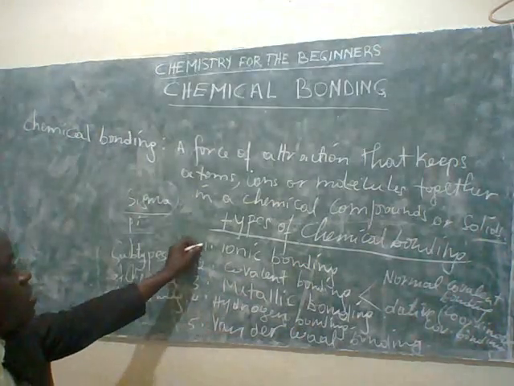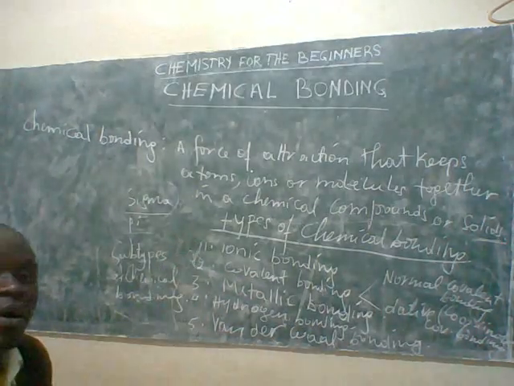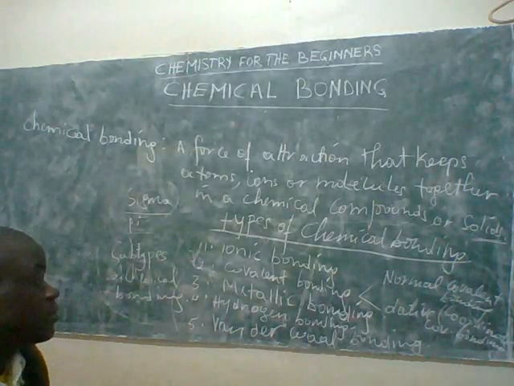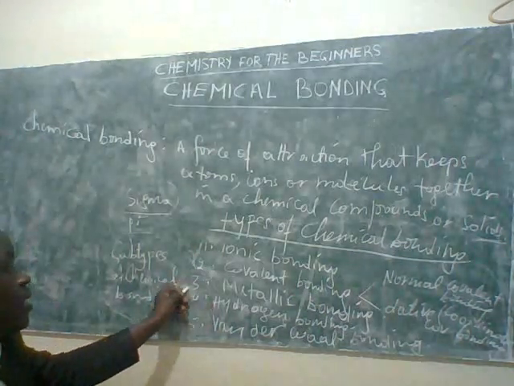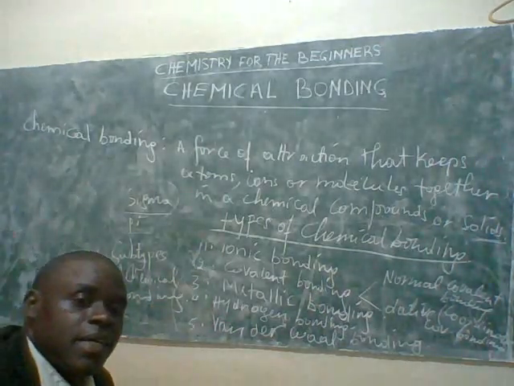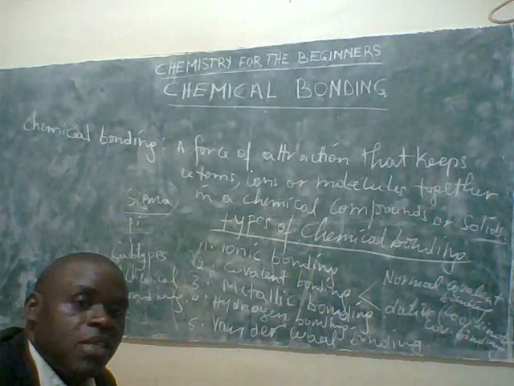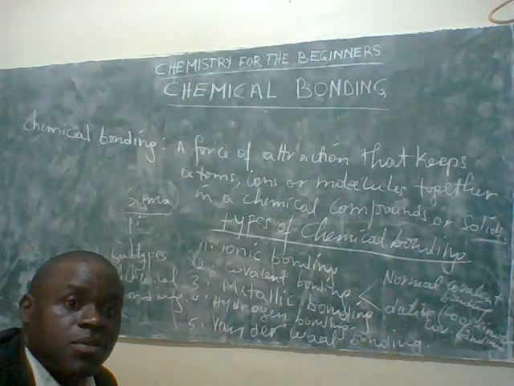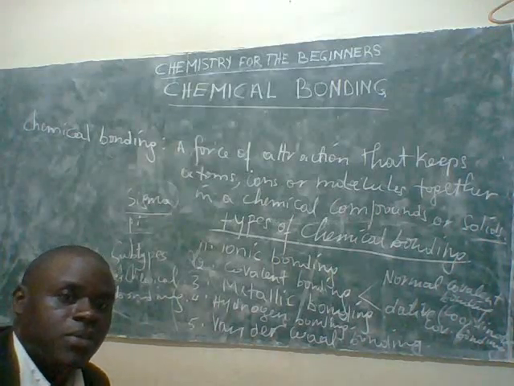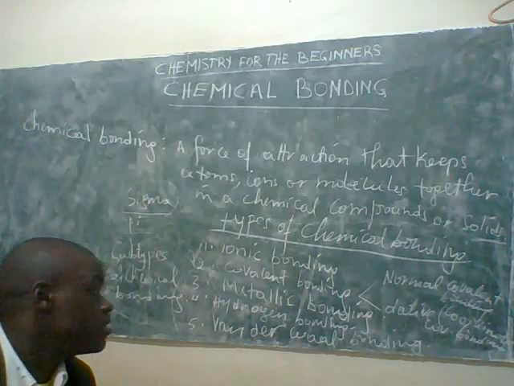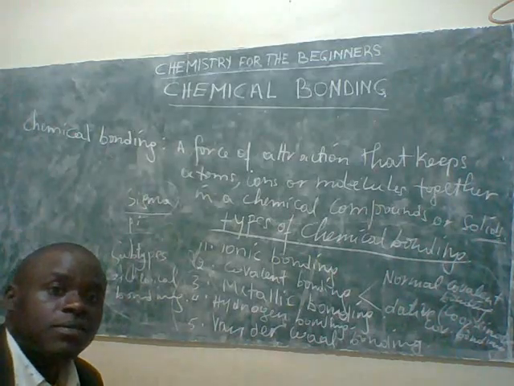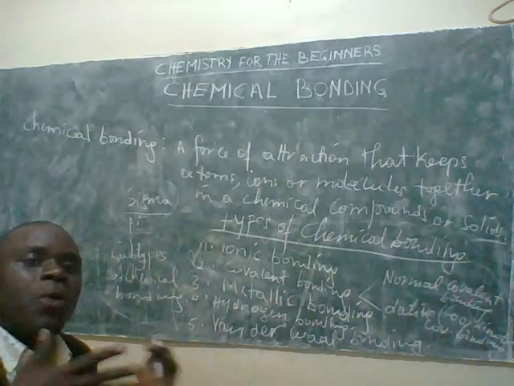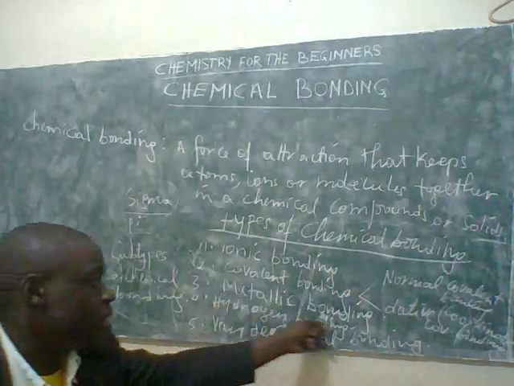So the first two have many more compounds than this. Metallic bonds are always found in metals, in metal ions or metallic compounds, like you can see in salt. Also, in pure metals, we find metallic bonding.